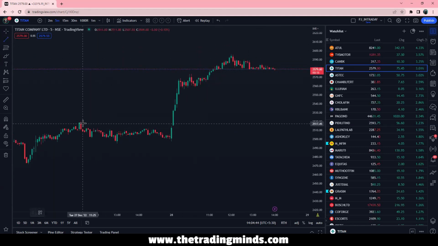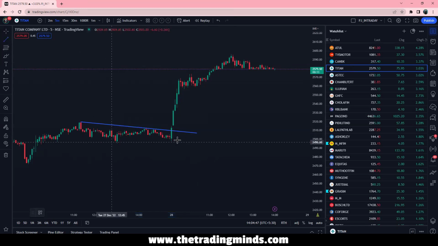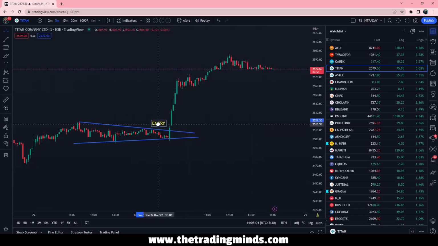Let's say I am drawing a support and resistance line here, and I am planning to take a trade here. So when will my entry come? My entry will come here, right? At this point, my entry will come. So this is my entry point. Exactly, this is my entry point.